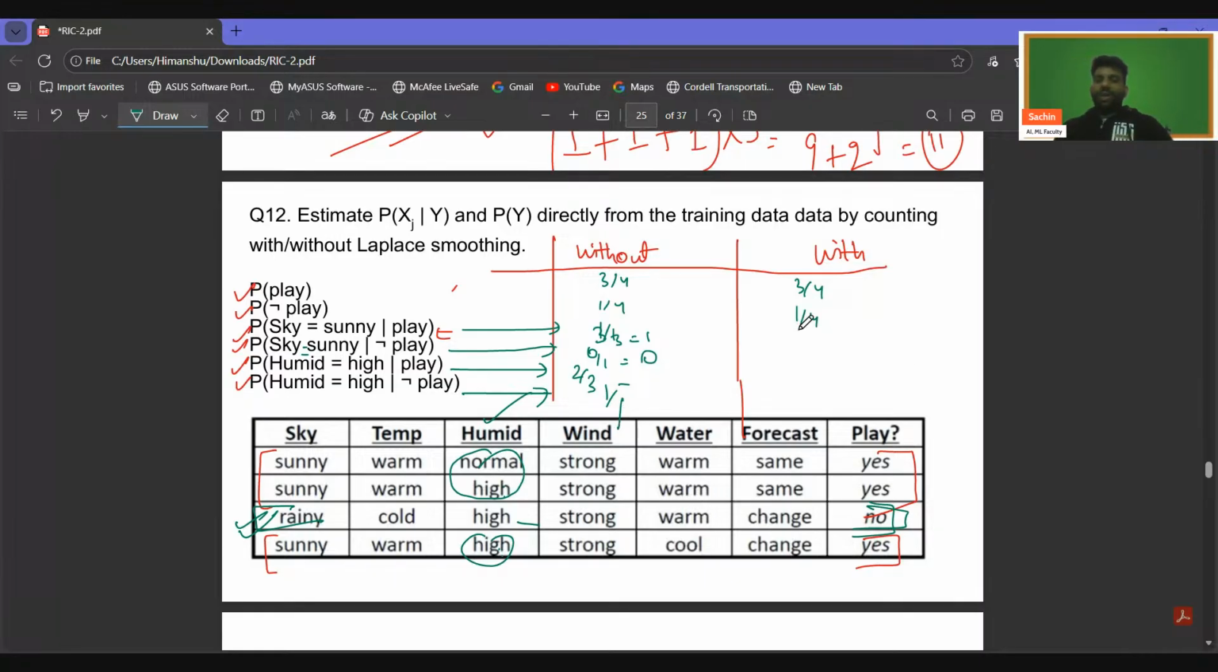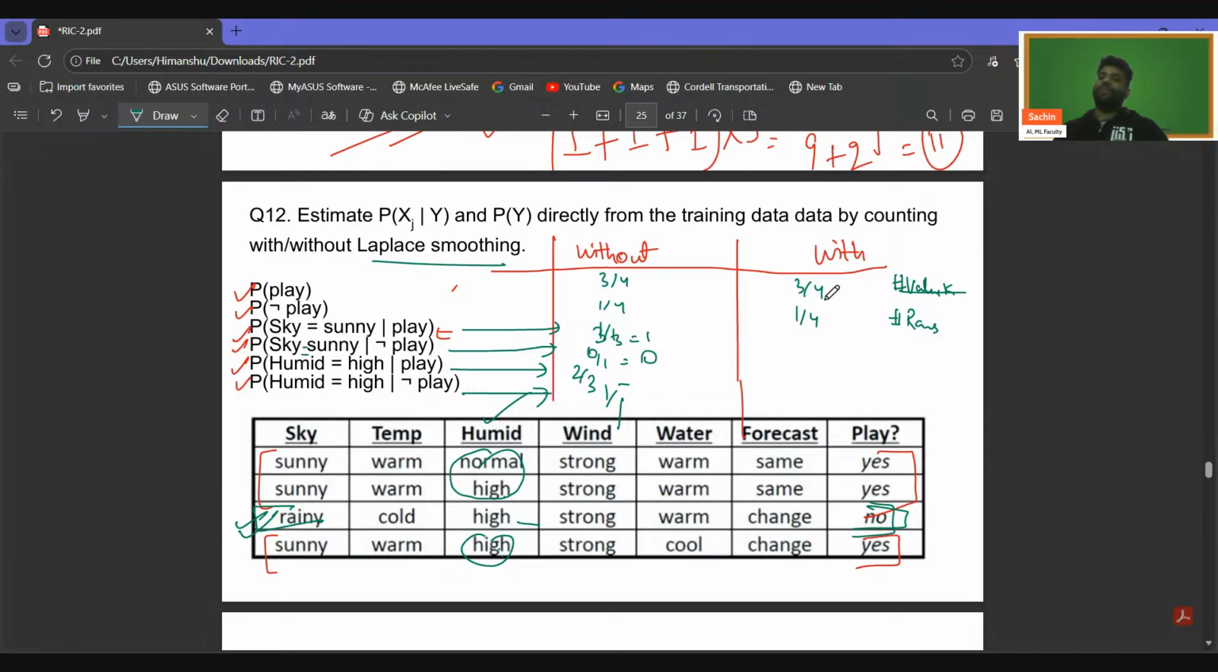Now, talking about Laplace smoothing, what would be happening in that case? For the probability of sky being sunny given play is happening, what is going to be that? For the smoothing, we are talking about overall rows and how many times we had that value, value k.